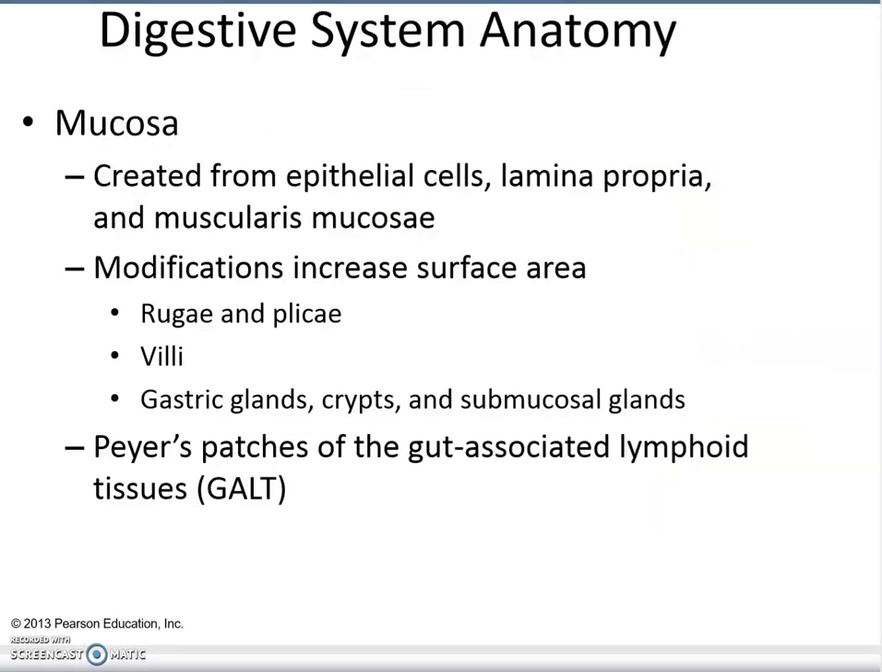Let's take a closer look at the mucosa. It's created from epithelial cells, lamina propria and muscularis mucosae. And we have modifications throughout the GI tract, which include rugae, such as in the stomach, or villi in the small intestine. So there are these gastric glands and crypts and submucosal glands. All of this is for secretion of different materials. And we'll take a closer look as we get through the stomach and the small intestine. And there's also Peyer's patches of the gut-associated lymphoid tissues, or GALT, that is associated with the immune functions.